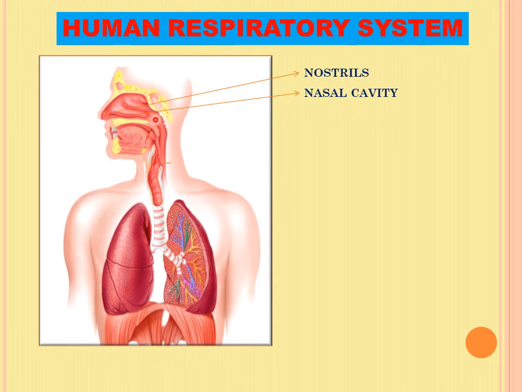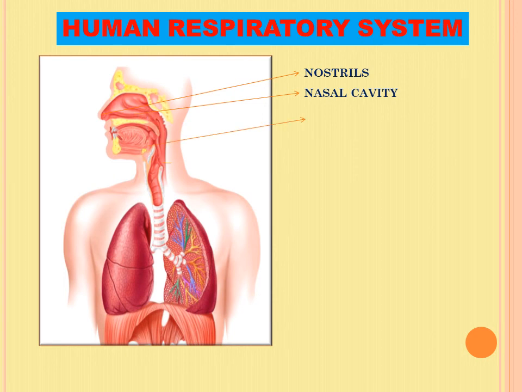Nostrils lead to the nasal cavity, and in this region there are certain fine hair-like structures called cilia, which are responsible for trapping those dust particles from the inhaled air so that purified air moves towards the next region.